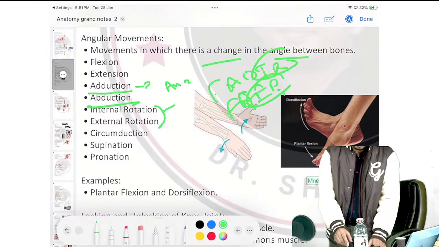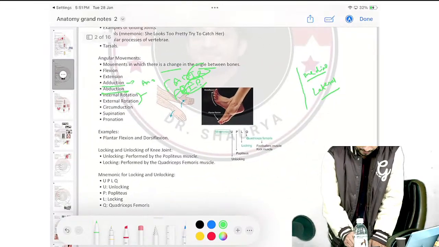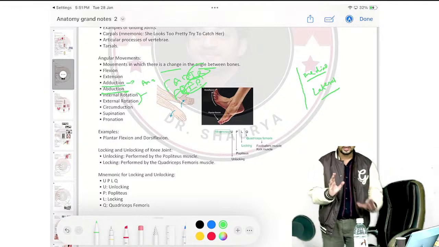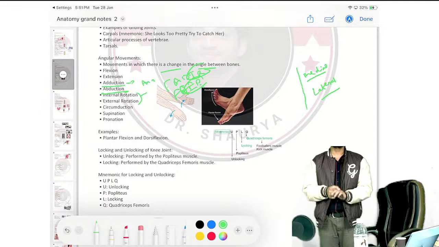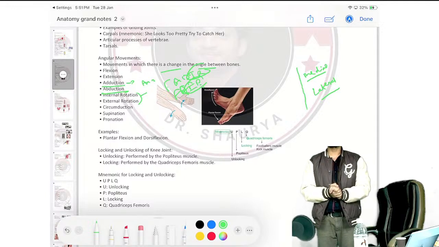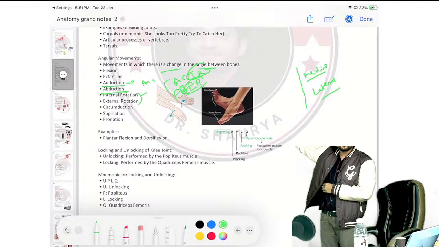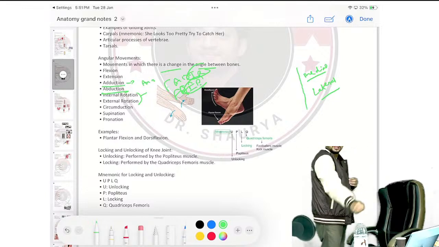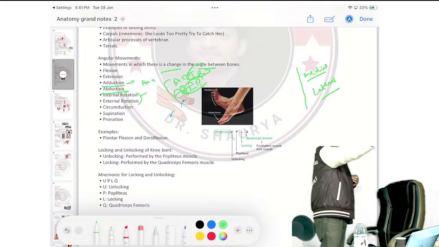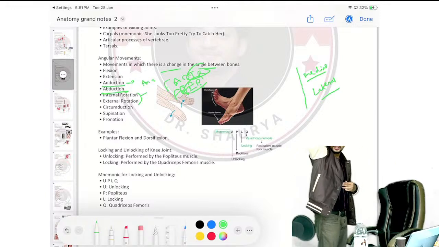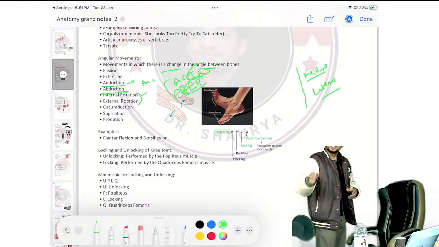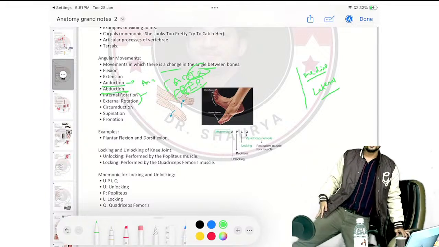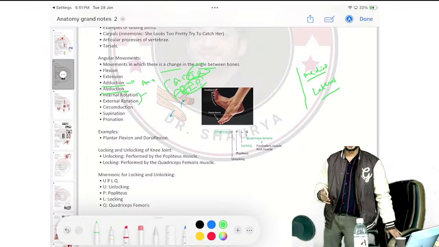Now, a special movement, circumduction. So what is circumduction? Very simple. There's a term called the circumference. What is circumference? It is the distance around a circle. Suppose I am moving my hand like this, drawing a complete circle, right? So this is circumduction. In a similar manner, if I move my legs like this, it is also called circumduction.